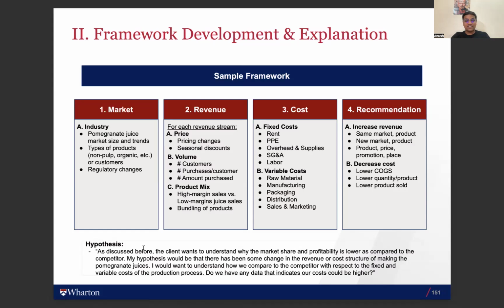I would want to understand how we compare to the competitor with respect to the fixed and variable costs of the production process. So we would want to know how we compare to our competitor, what different thing our competitor is doing, and that will give you some idea. Do we have any data? You ask the interviewer, do we have any data that indicates our cost could be higher? And then since it is an easy level case, the interviewer will provide you with that data.